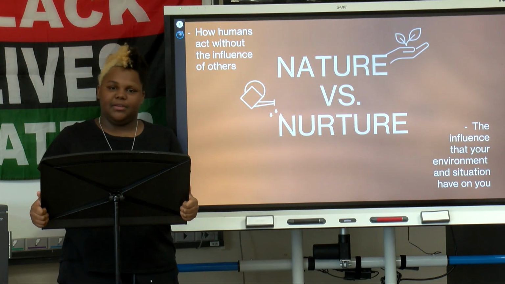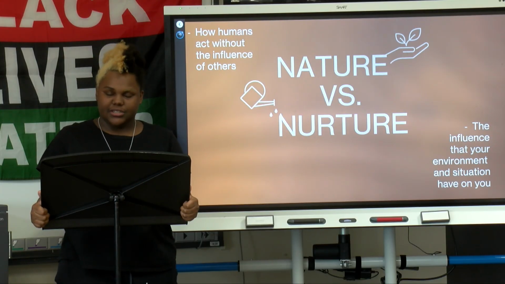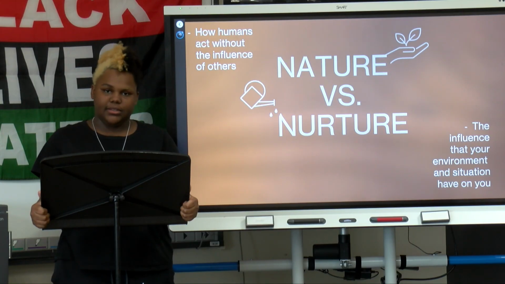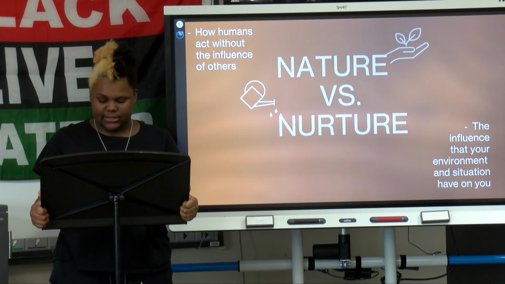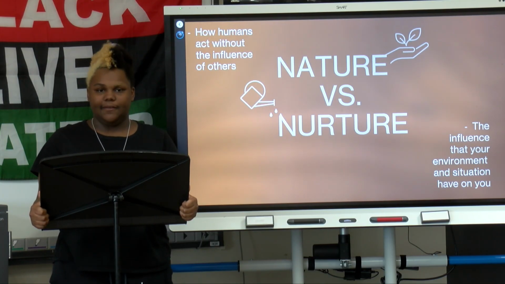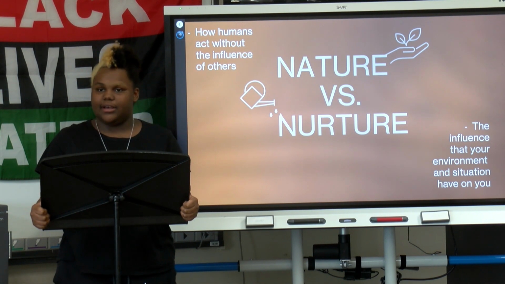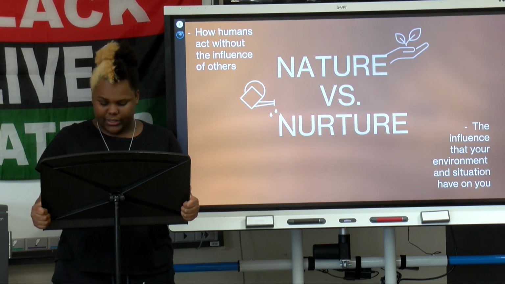When talking about the topic of nature versus nurture, nature does not just mean the grass and the trees outside. It describes how humans act without the influence of others. According to the Department of Child and Adolescent Health, the average age of a person starting puberty is between 8 and 14 years old. During puberty, teens may experience mental and physical changes that affect how they act. This is one of the most common examples of how nature works when it comes to human behavior.